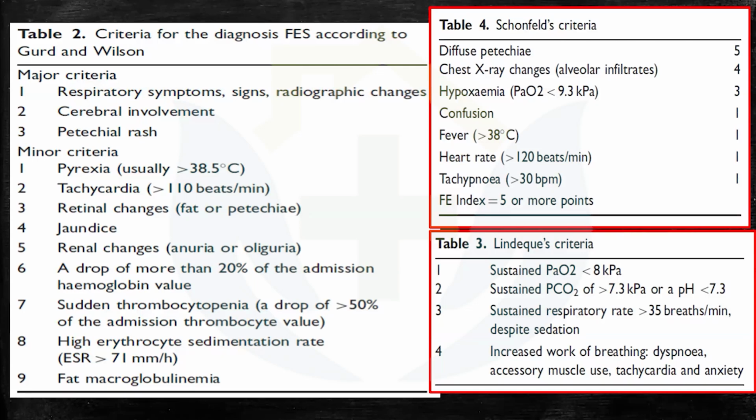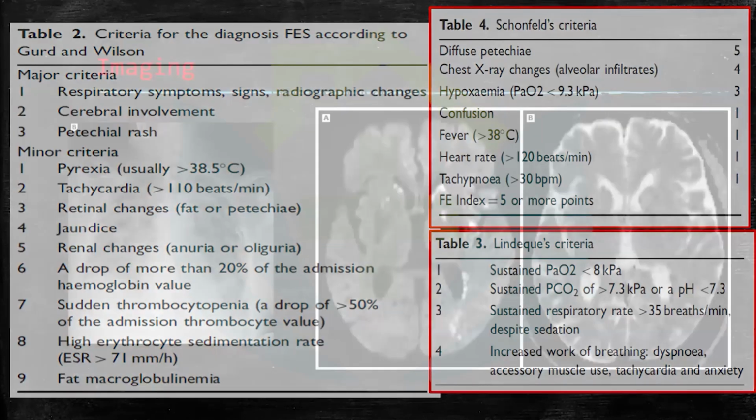Another scoring system is the Lindeque. It is similar to Schonfeld. It has the criteria for PCO2 as well, along with the PO2 criteria. So the Schonfeld is much better as compared to Gurd's. Why? Because Gurd's is based on clinical criteria. You have to have hypoxia and respiratory distress to diagnose. But if the patient is not having distress, still the patient can be hypoxic. That's why we need to do an arterial blood gas to diagnose the hypoxia based on PO2 levels. So the Schonfeld diagnoses subclinical fat embolism based on the arterial blood gas. That's why Schonfeld is slightly better as compared to Gurd's.